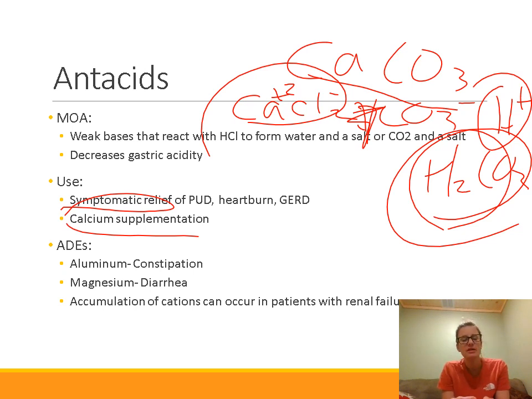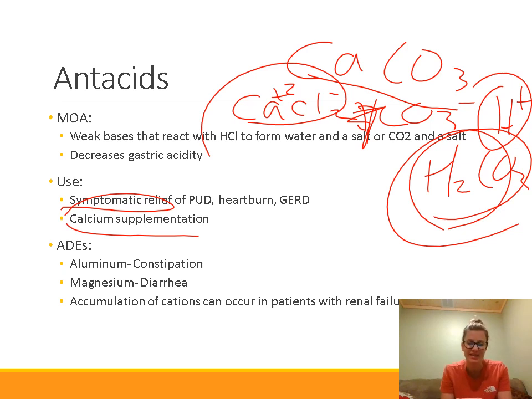Sodium bicarbonate is not recommended. There are all different forms of antacids. I wrote calcium carbonate. There's aluminum hydroxide, magnesium hydroxide, but sodium bicarbonate is generally not recommended because of the increased sodium load. And then also, transient metabolic alkalosis can occur as well. So we don't recommend sodium bicarbonate.